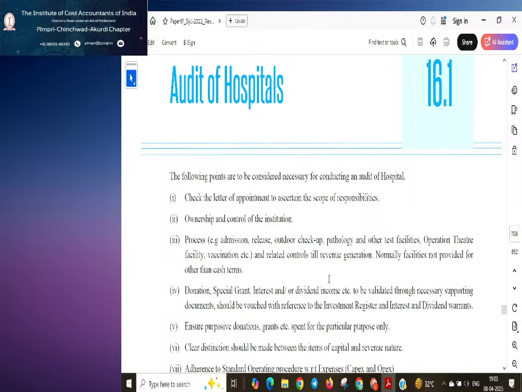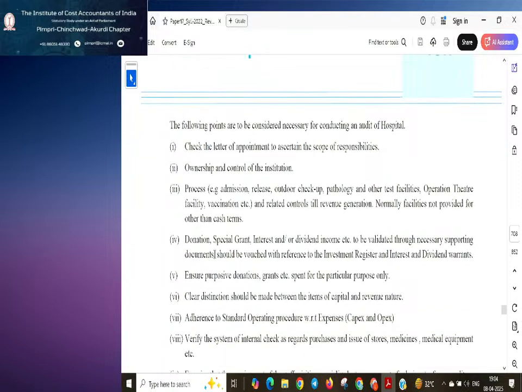Then we have donation. Yeah, so there is some donation coming in for the foundation for the hospital's sake. How it is managed, how it is recorded, how it is registered, special grant, interest or dividend income, etc. So what is this interest or dividend income? If that hospital organization has its funds invested elsewhere, and on that it is receiving interest or dividend income, which is not the main revenue. Main revenue is treating the patients and getting the revenue recognized. But this is something else.